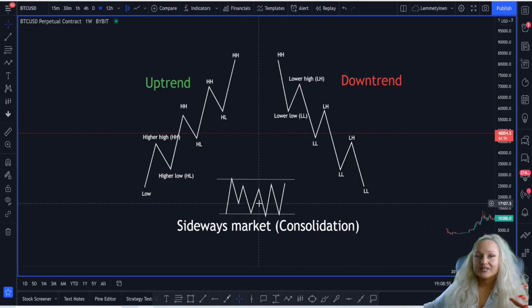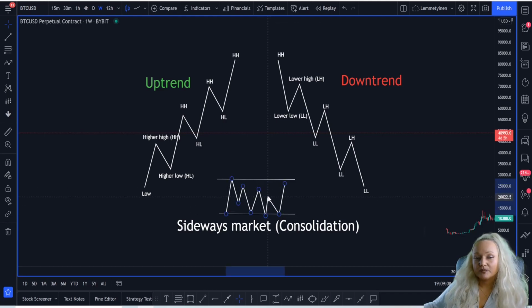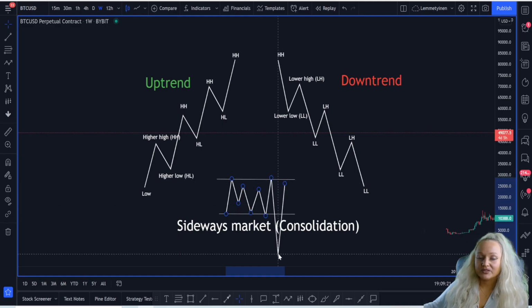If you don't understand that you are in a sideways market, it's super easy for you to get faked out. Most of the time when people are losing their money, it's because they don't understand that they are in a sideways market. If you're buying the market from the low and you have your take profit too high up, the market comes up to the resistance and then goes back down to the support. Or if you're selling the market at the resistance and you have your take profit too far away from the support, the market comes back inside and then goes up to the resistance again.